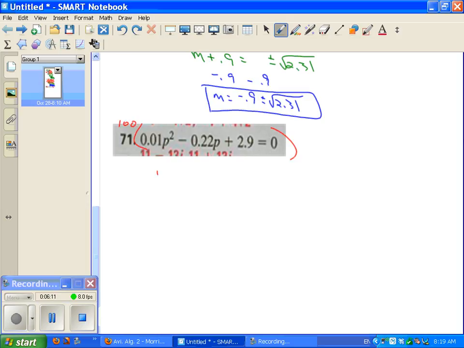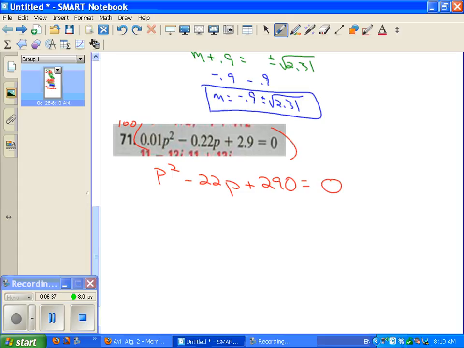So if I did that, I'd get p squared minus 22p plus, now when I multiply 2.9 by 100, what am I going to get? 290 equals 100 times 0? Still 0. Now, that became a lot nicer. Now we retest it. Is my leading coefficient 1? Is it positive? Is my b term even? Okay, then we can do this.